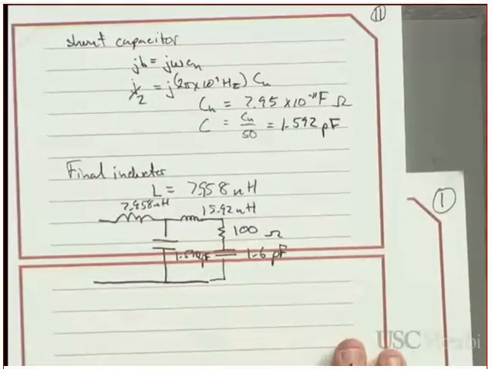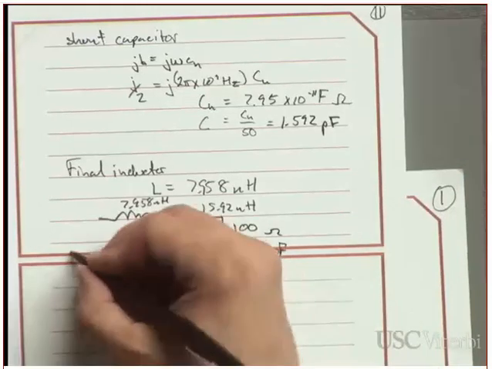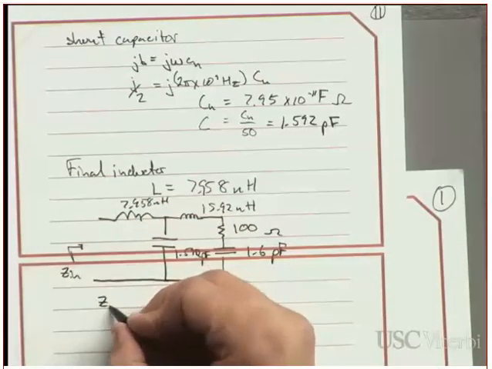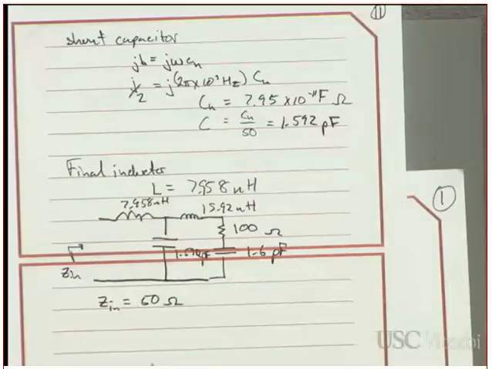So the last step that you would do if you had time, which I don't have time to actually do, but I can tell you what the match ends up being. The Z in here, as expected, is 50 ohms. Okay, and that's just taking all these components together and finding what their apparent impedance is going to be.